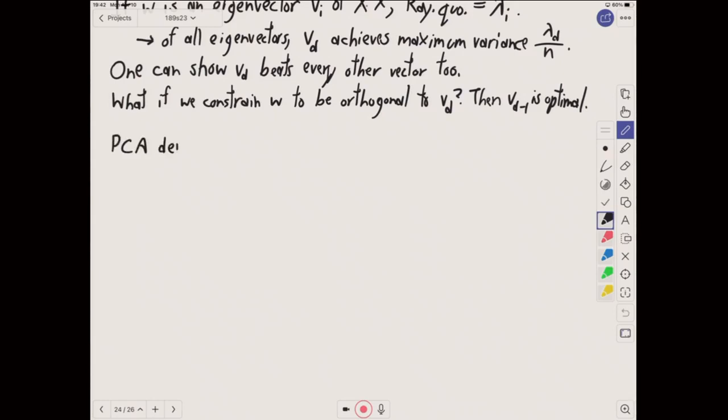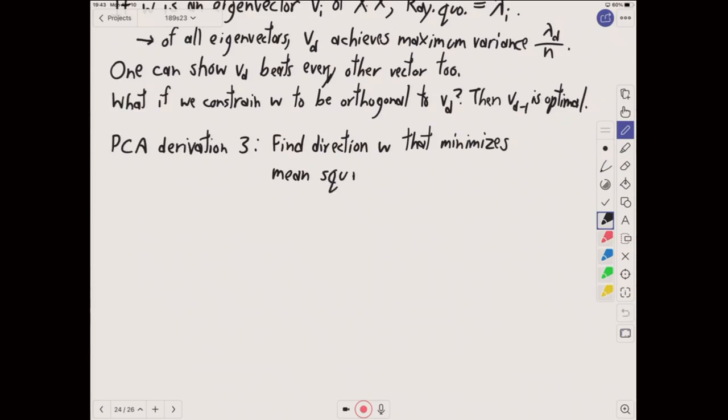All right, on to derivation number 3 of principal components analysis. And here I want to show you another thing that is optimized by PCA. Suppose, forget about the variance, I ask you to find the direction W that minimizes the mean squared distance that the point moves when you project it.